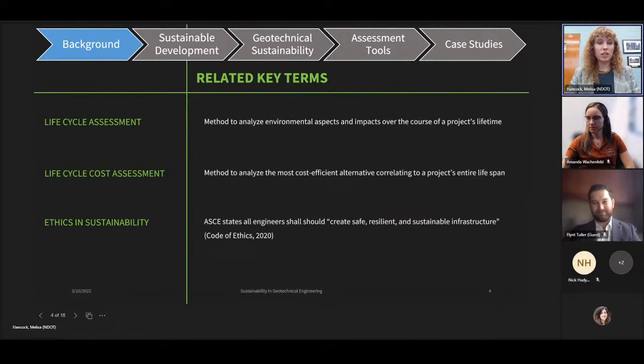So here are some key terms that are important to this topic. A life cycle assessment is just a way to assess environmental impacts throughout a project's lifetime. The life cycle cost assessment is similar, but it's assessing and comparing the project alternatives, their lifespans, and the related costs in order to determine which is the most cost-efficient option. And then ethics and sustainability is also important. ASCE, the American Society of Civil Engineers, has outlined that all engineers should create safe, resilient, and sustainable infrastructure.